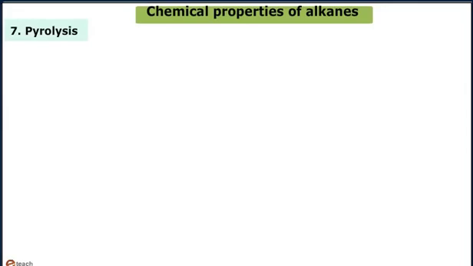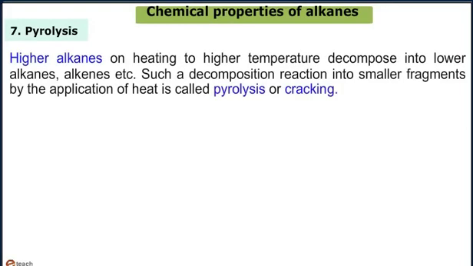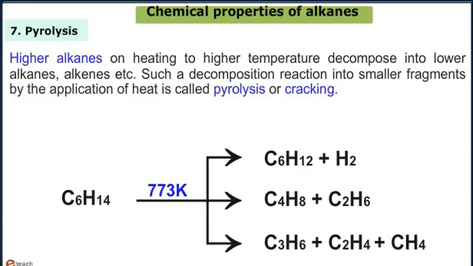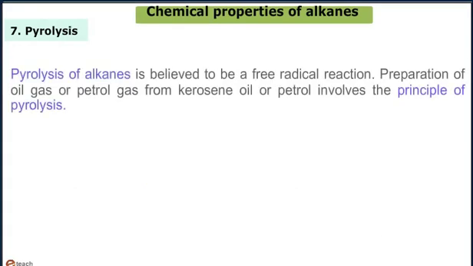The seventh reaction is pyrolysis. Higher alkanes on heating to higher temperature decompose into lower alkanes, alkenes, etc. Such a decomposition reaction into smaller fragments by the application of heat is called pyrolysis or cracking. Consider the reaction C6H14 at 773 Kelvin can give C6H12 plus H2, or C4H8 plus C2H6, or C3H6 plus C2H4 plus CH4. Pyrolysis of alkanes is believed to be a free radical reaction.